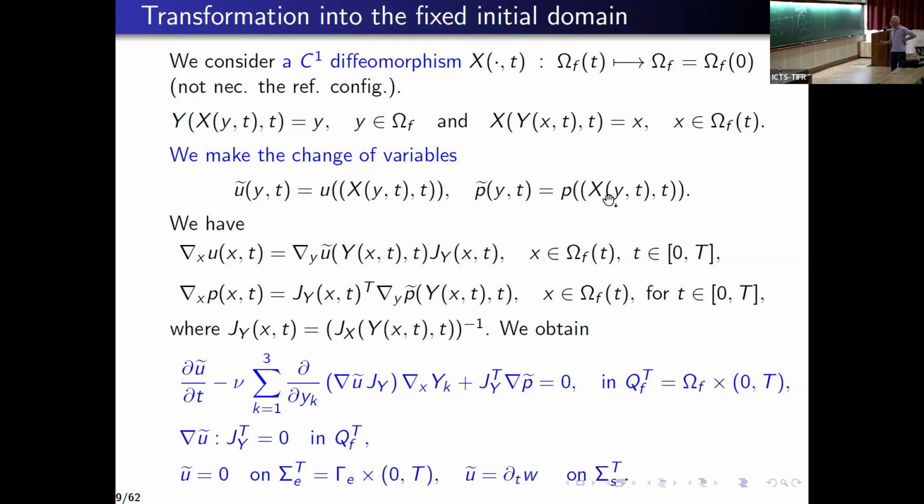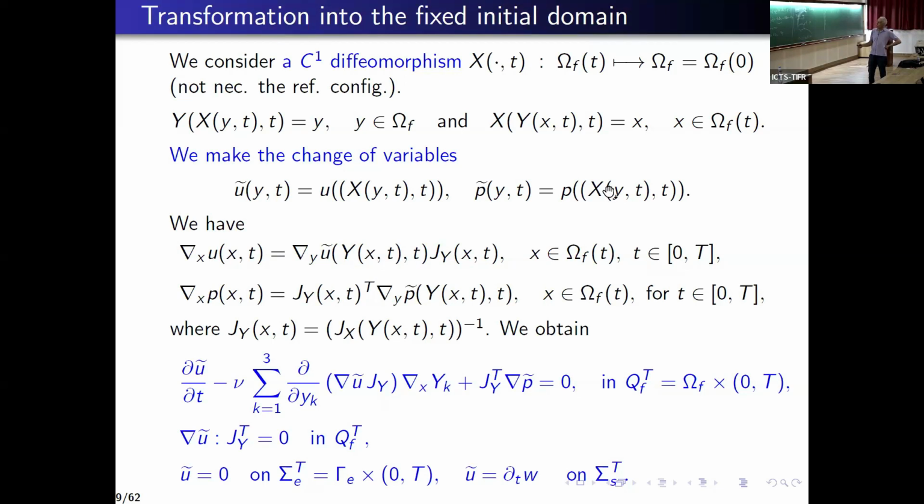And now I would like to find U, not in the deformed configuration, but in the initial one. So I have to define U, the velocity, in the variable Y. So I have to introduce this change of variable, both for the velocity and the pressure, okay? And we have to rewrite the equation not in the X variable, but in the Y variable. So I have to compute this quantity in terms of Y. And this is only the chain rule formula.